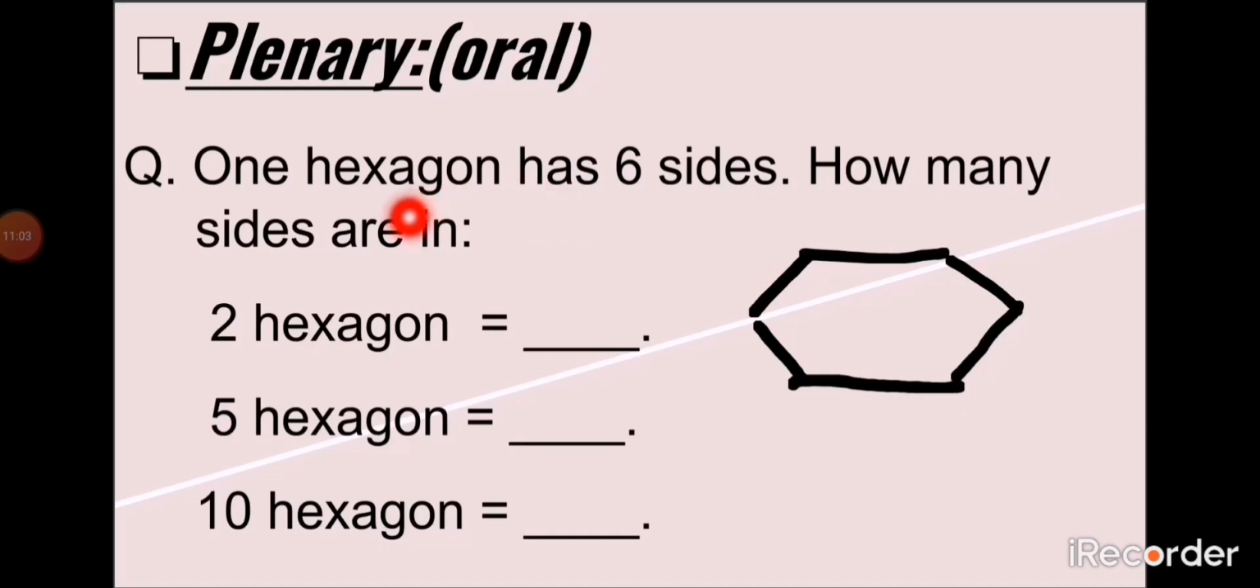Now we have to find out. One hexagon has 6 sides. This is the thing you already know. But in this question, you have to find the sides of 2 hexagons. If one hexagon has 6 sides, how many sides will 2 hexagons have? So we will count in 6s. We will add 6 2 times. It means it's repeated addition. So we'll use the multiplication method here.